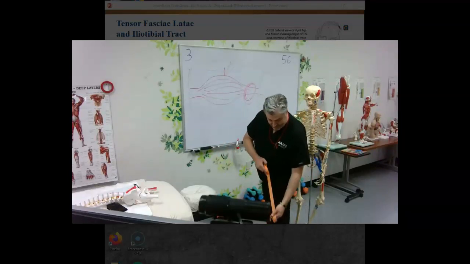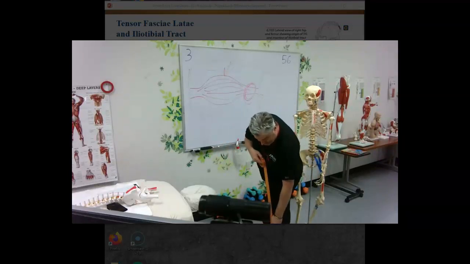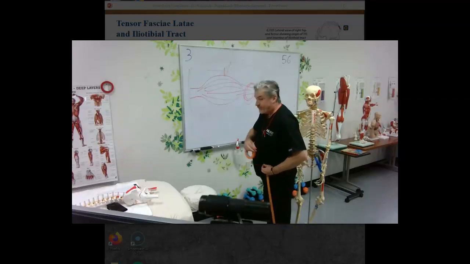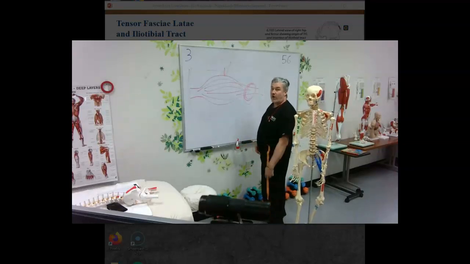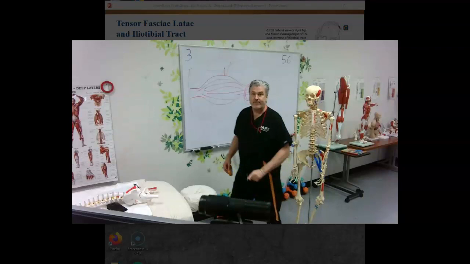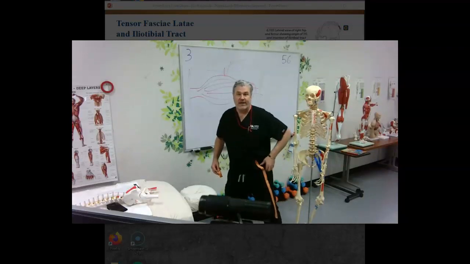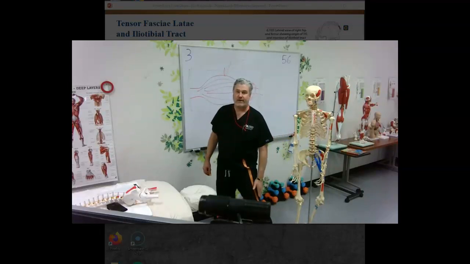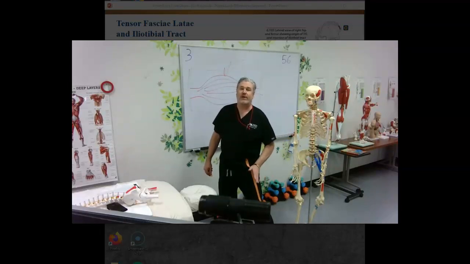My IT band goes down to my tibia, my leg bone down here, my fibula. And it comes from the crest of my ilium all the way up here. Okay? It's long. So when it tightens up, it helps me not blow my knee out laterally. My knee wants, especially when I'm turning, to go out laterally. If it tightens, it helps pull my knee in and protect it laterally.